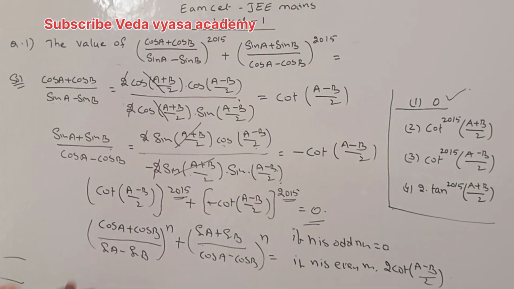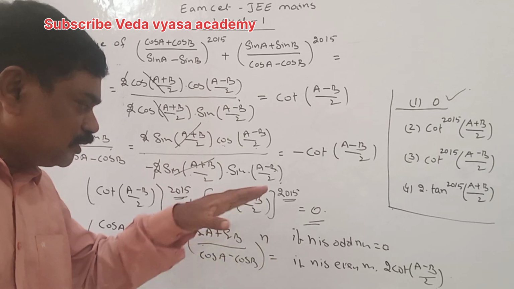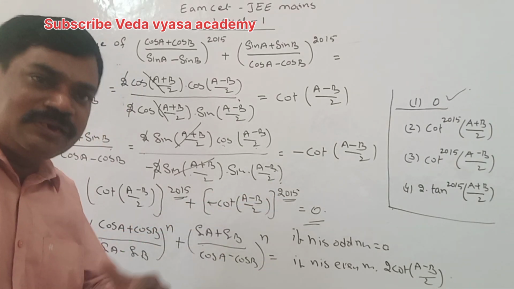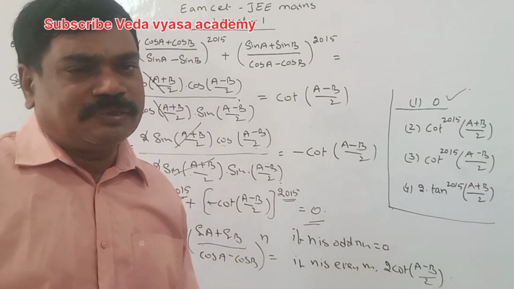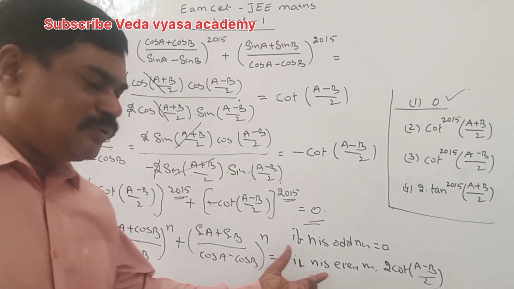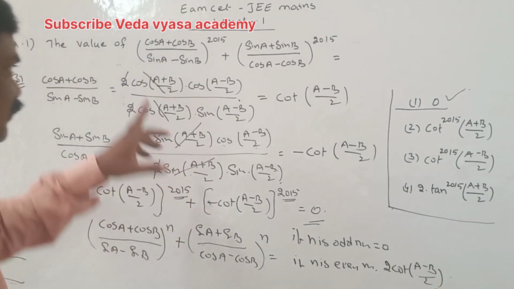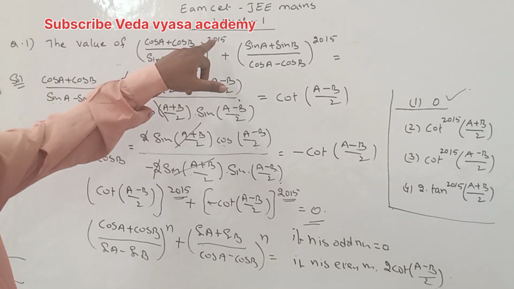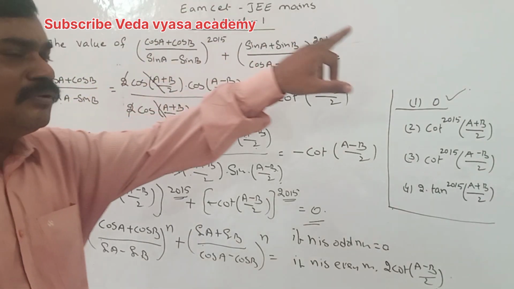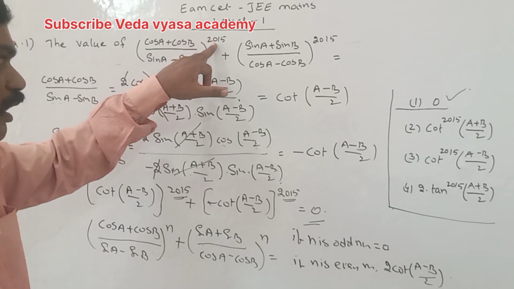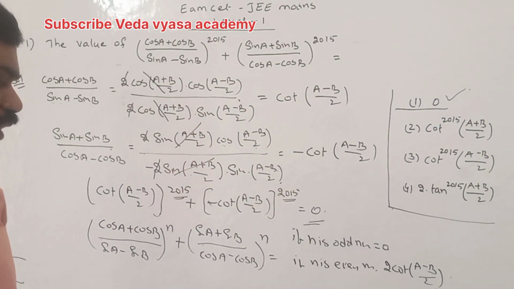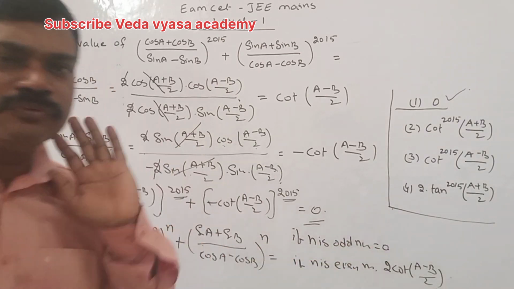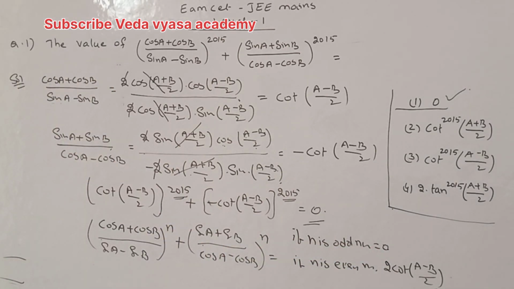Okay, if n is an even number, in place of 2015 if an even number is there, then take 2 into cot of (A-B)/2. So if it is an even number, the value is 2 into cot of (A-B)/2. If it is an odd number, this value will be 0.